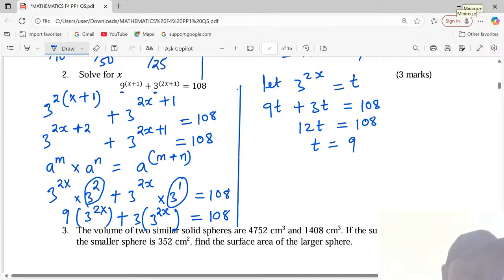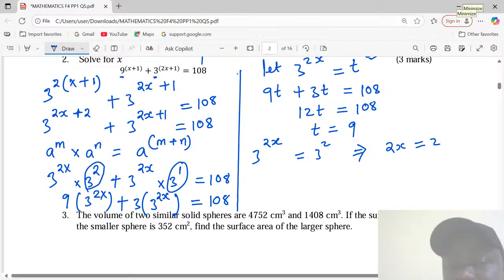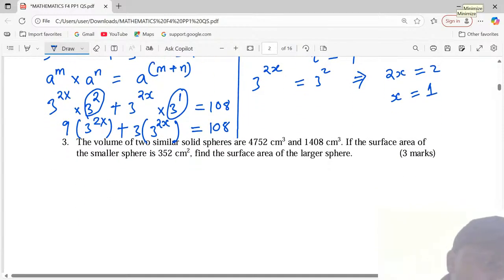If that is exactly 9, then 3 power 2x, which we equated to t, is already 9. So 3 power 2, so now we have 2x equals 2. Because the base is the same, we can now equate the powers. x equals 1. So that's how we find the value of x in such a question.